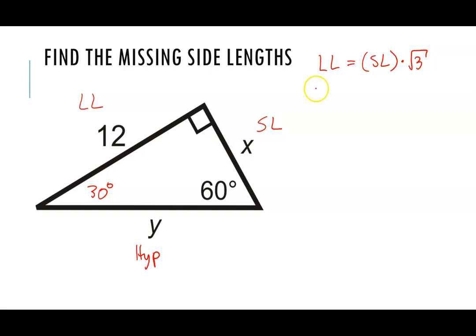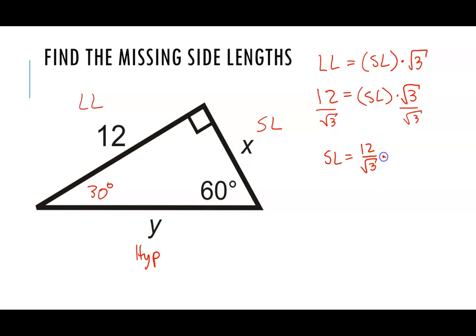So let's plug in 12. 12 would go in here, and we need to solve for the short leg. The only way to get the short leg alone is to divide that square root of 3 over to the other side. So that tells us that the short leg will be equal to 12 divided by square root of 3. Now, technically, that is a final answer, but remember, that's only an 80% answer. I'm going to give you full credit if you can rationalize that denominator.